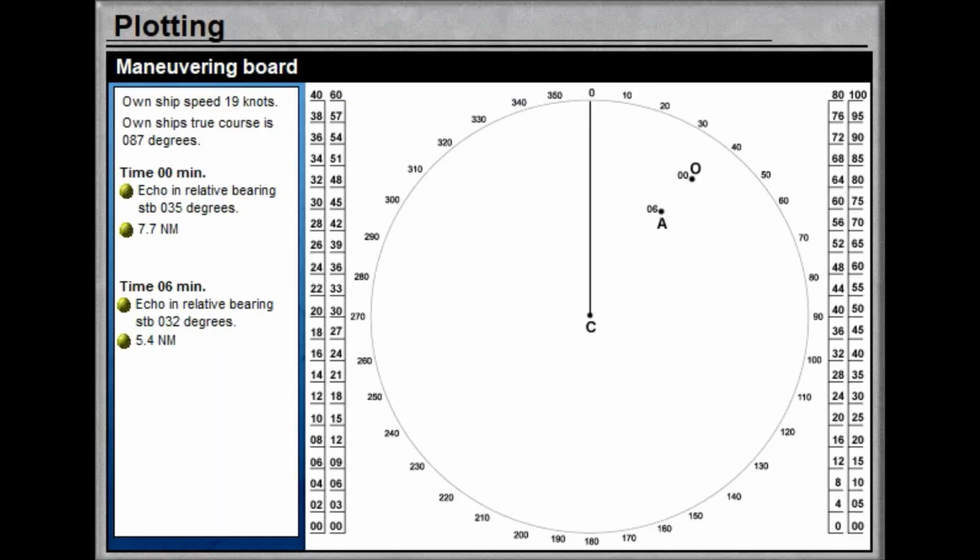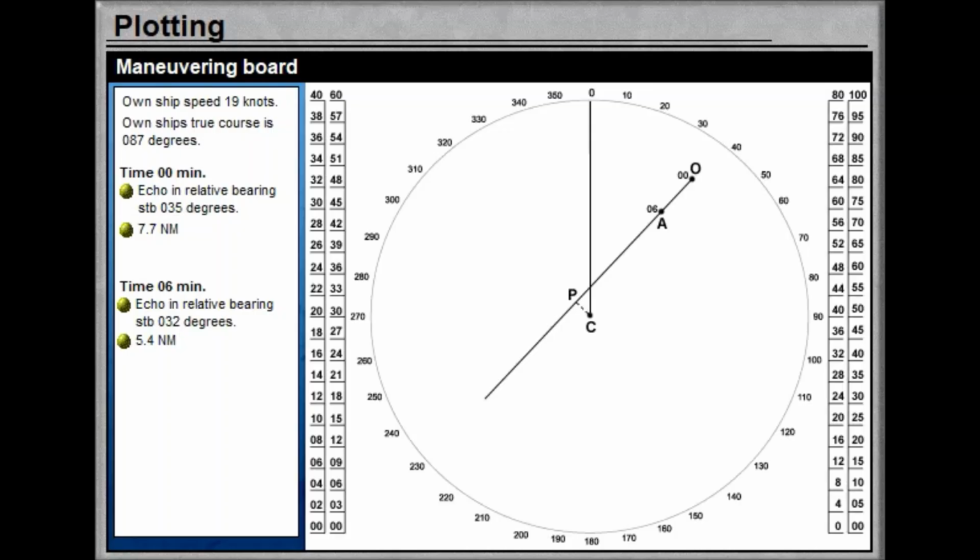Plot the observations and call the first observation O and the last A. Draw the relative course line and extend this beyond the centre of the plot C. The relative course line clearly shows that the bearing is gradually drawing ahead and that the range is decreasing. CPA in P will be 0.8 nautical miles to port.